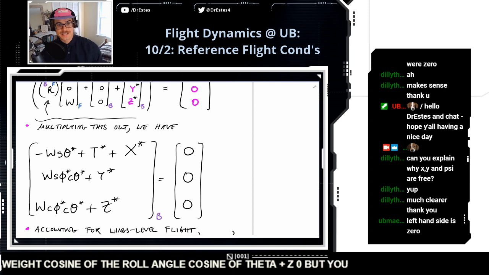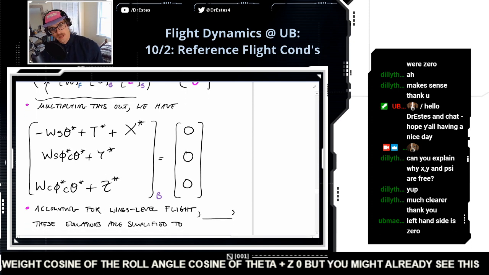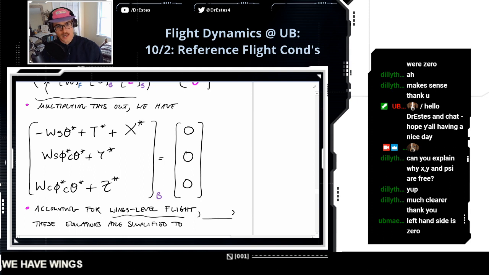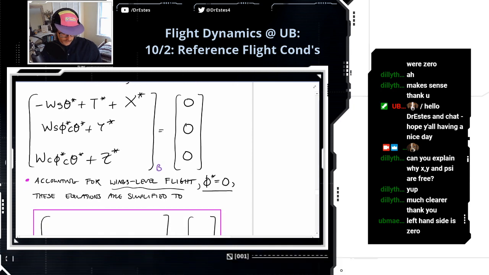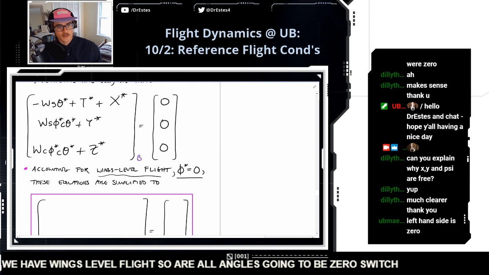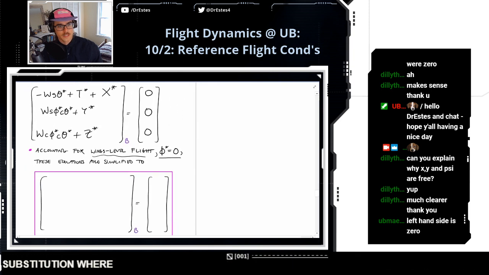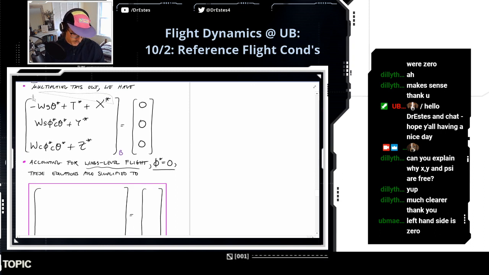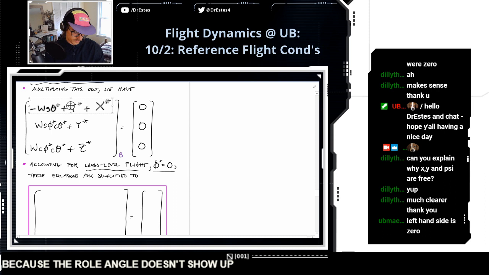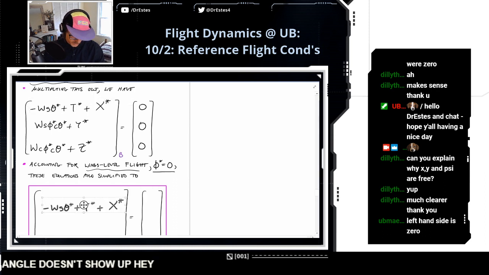But you might already see this. We have wings level flight. So our roll angle is going to be zero. So we can make that substitution. Wherever we see a roll angle, it becomes zero. So it doesn't change this top equation because the roll angle doesn't show up. Copy. Paste.